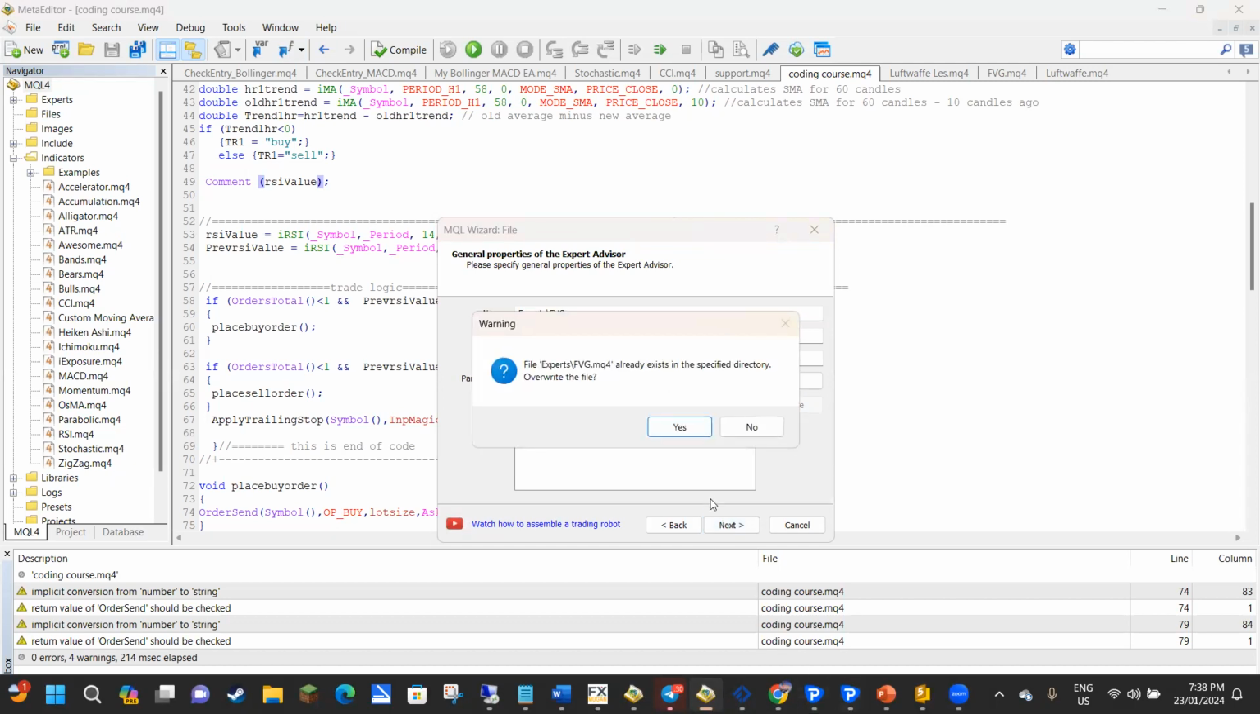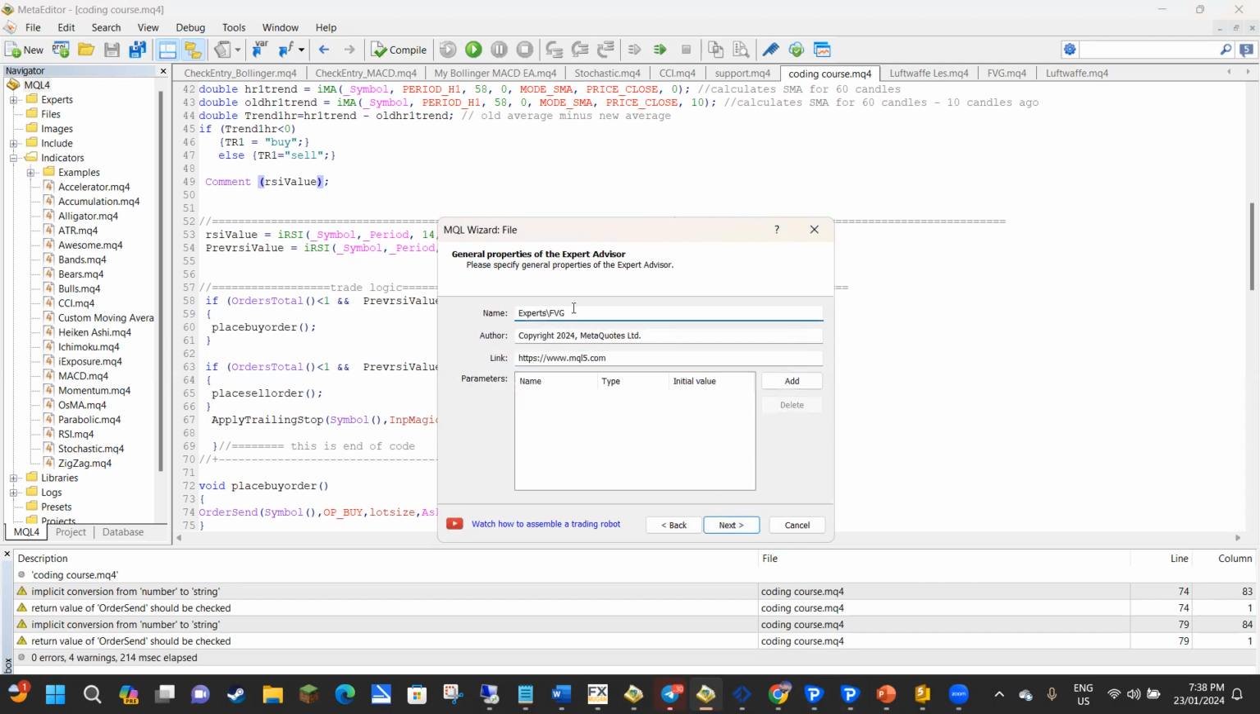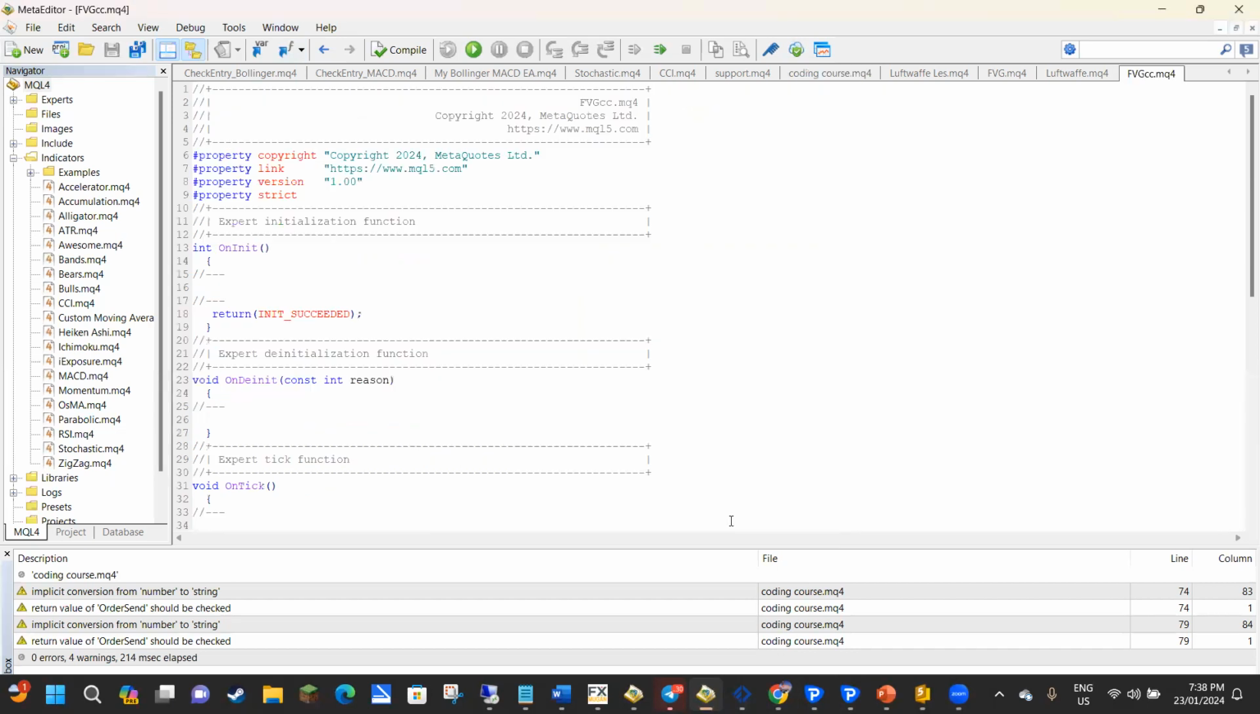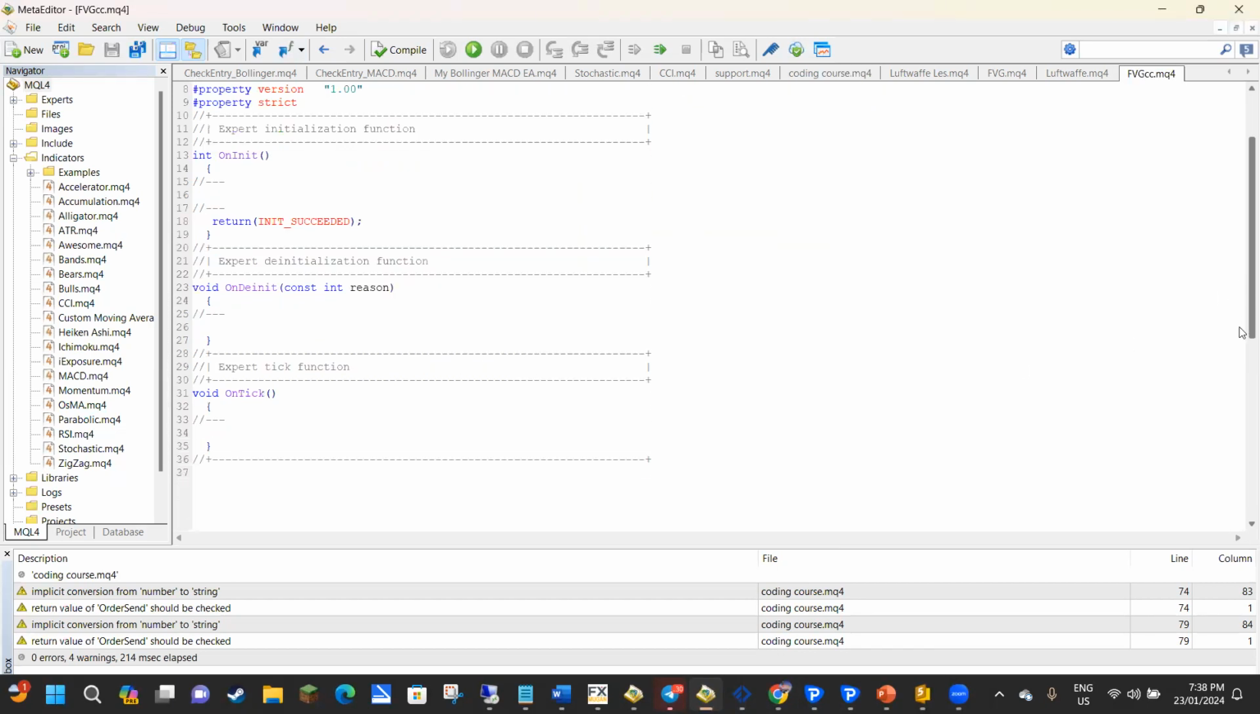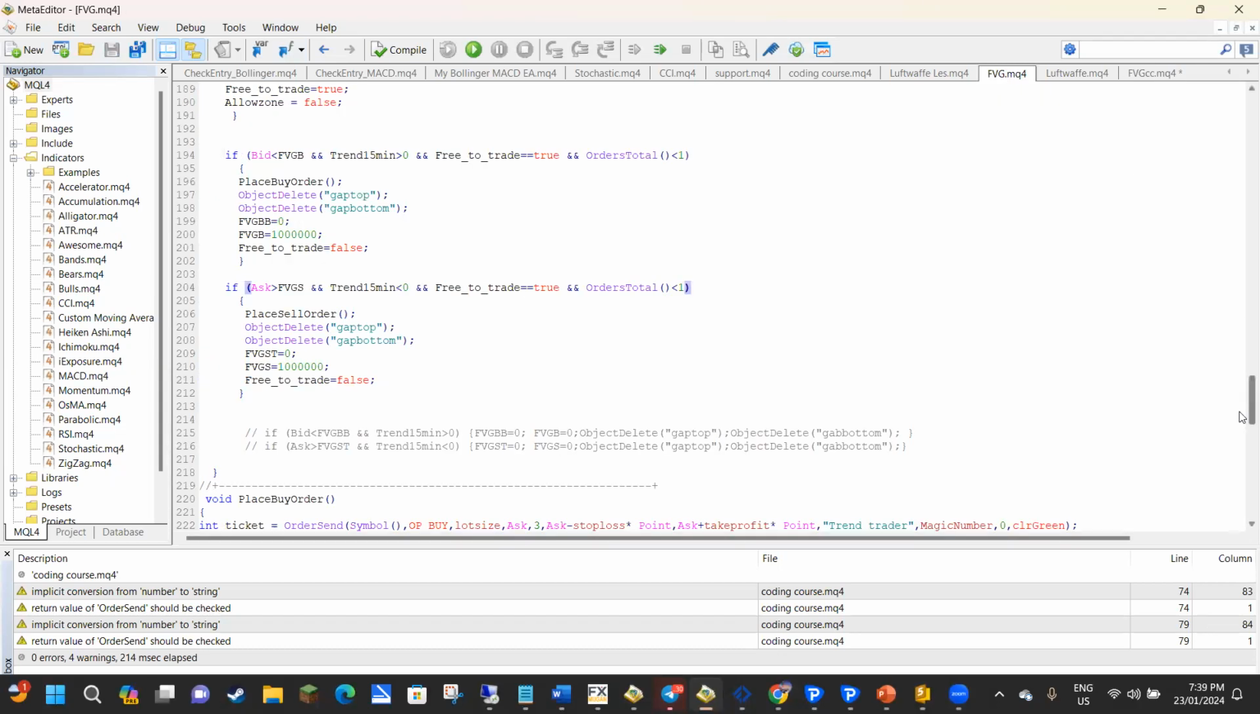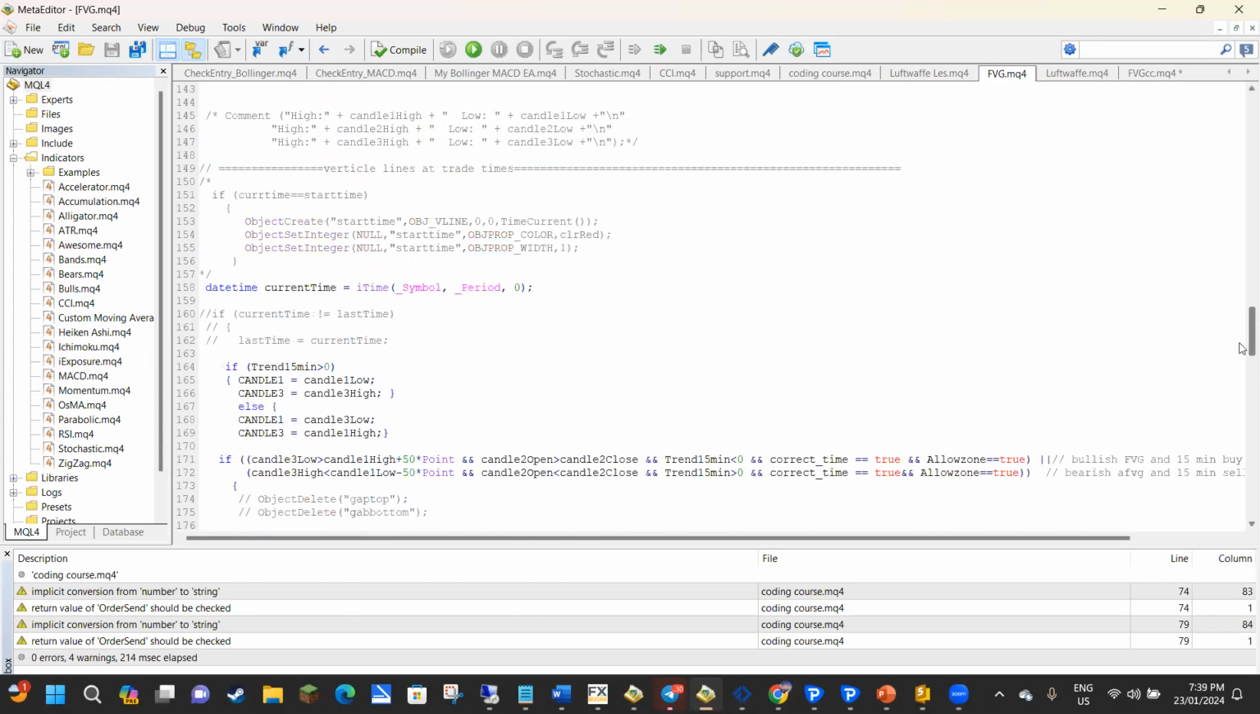And we're not going to get, hang on. CC for coding course. So we'll just do a little bit of work here in the on tick section. So let me just grab a little bit of code from here somewhere, just to save me typing it all out.